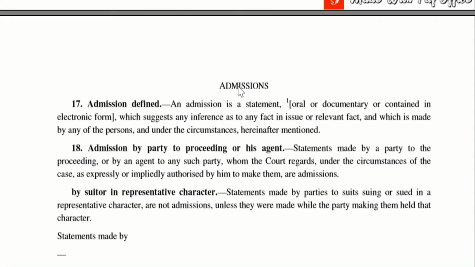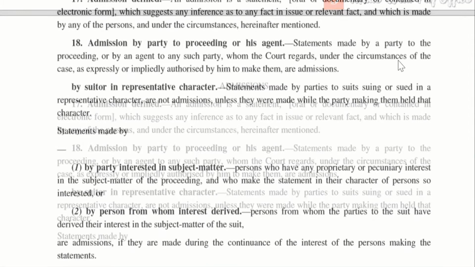So, admission is simply a statement given by any person which is oral, documentary, or in electronic form. And this admission should help the court in determining the fact in issue or the relevant fact. And it should be given by the persons or in the circumstances defined in the following sections. Now, let us move to section 18.